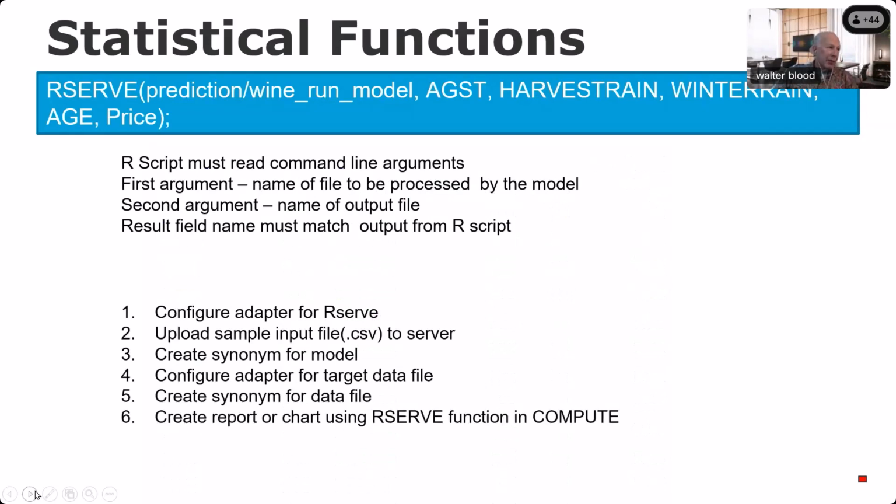Now, setting this up, the R script must read command line arguments. The first argument has to be the name of the file. The second argument needs to be the output file, and the result field names must match the output from the R script. Very important. You can see 6 steps here. This is a summarization of what you have to do to set up the adapter for rserve. It's not as difficult as it looks. It's actually very simple and straightforward.